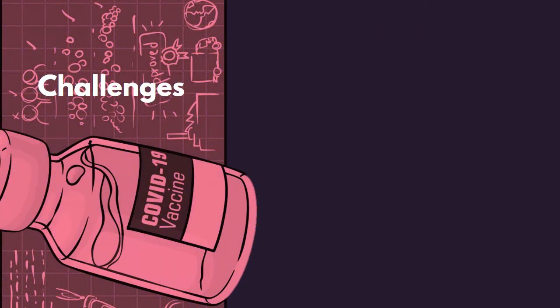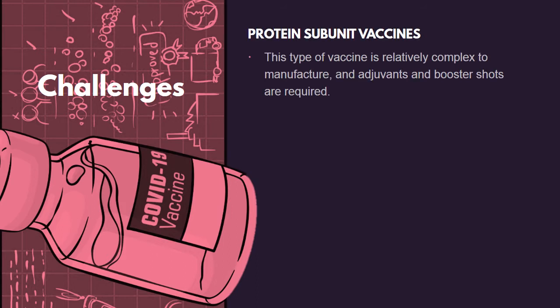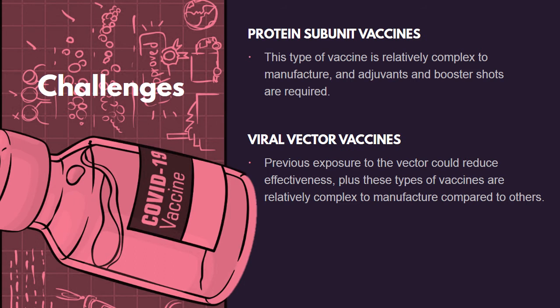The main challenge for protein subunit and viral vector vaccines is that this type of vaccines is relatively complex to manufacture compared to others. For protein subunit vaccines, adjuvants and booster shots are required. Also, determining the best antigen combination takes time. For viral vector vaccines, the host may possess immunity against the vector, which reduces its effectiveness. This also may lead to cancer due to integration of the viral genome into the host genome.